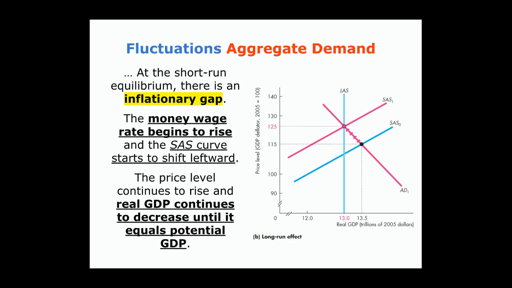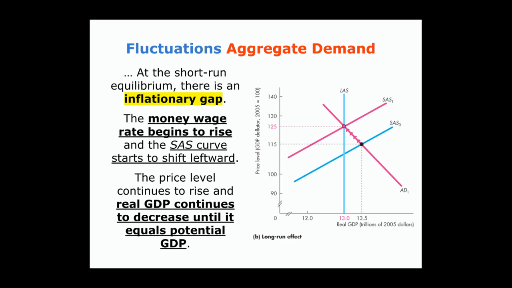And what happens is the money wage rate rises. As wages rise, short run aggregate supply decreases. It keeps happening until the short run macroeconomic equilibrium, where the short run aggregate supply curve and the aggregate demand curve intersect each other at the long run aggregate supply, back at potential GDP.